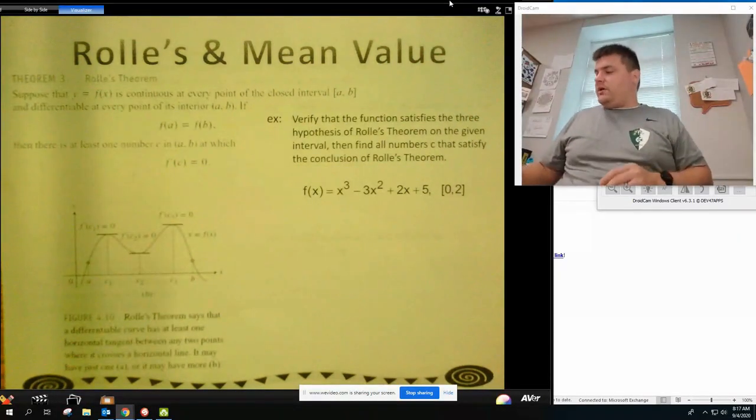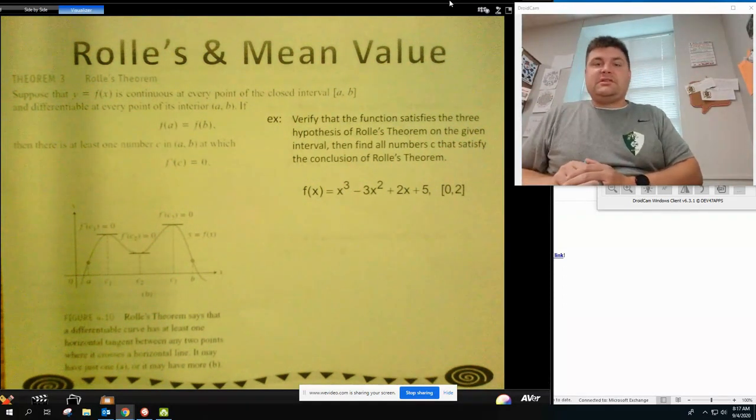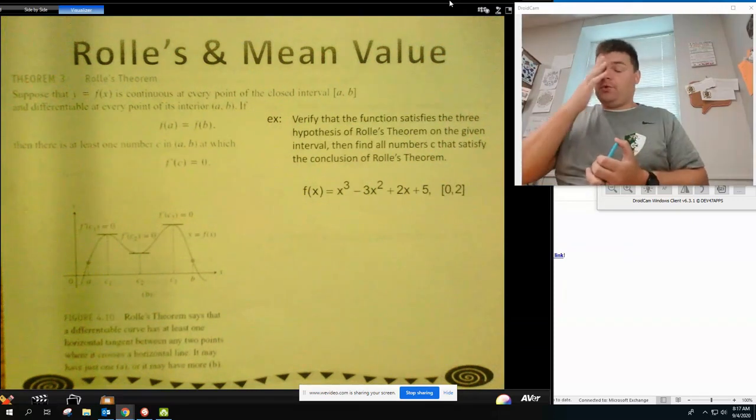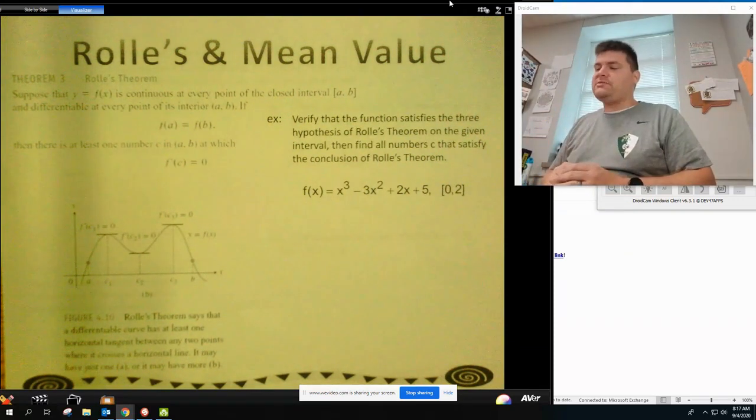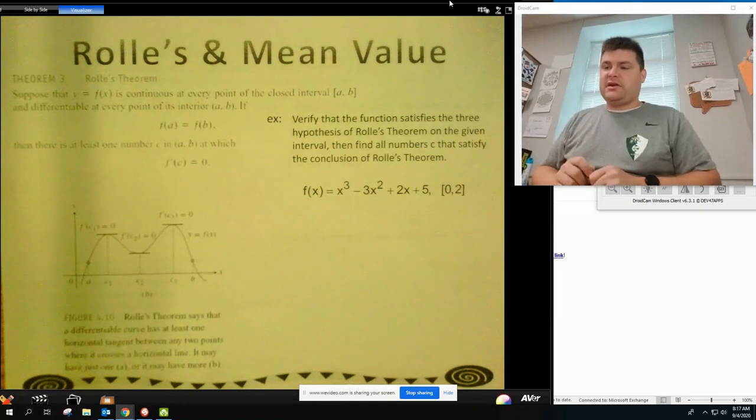All right, we are going to get started here on Rolle's and the mean value theorem. So these two theorems are very related. Rolle's is a very specific theorem, whereas the mean value theorem kind of covers everything. And I'm going to explain what that means right now.